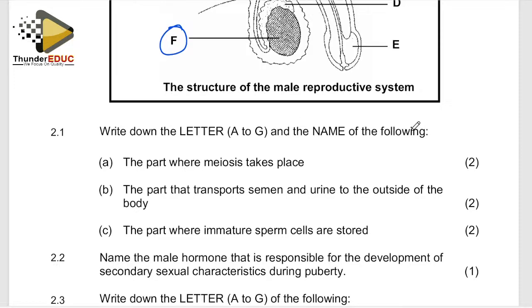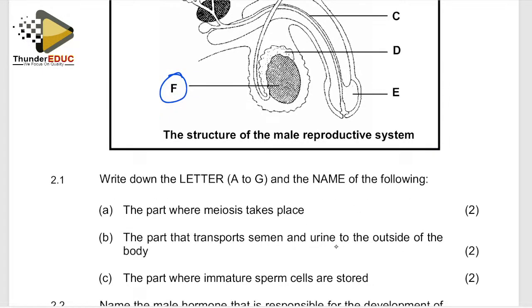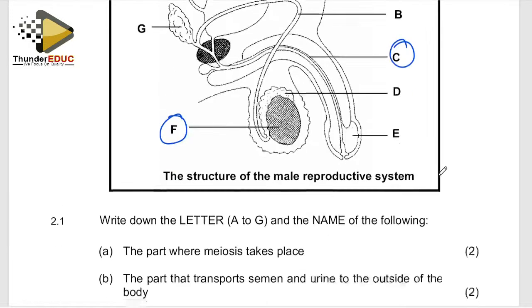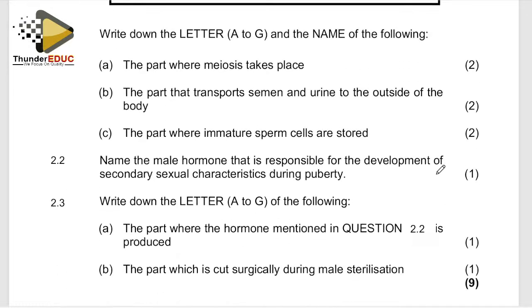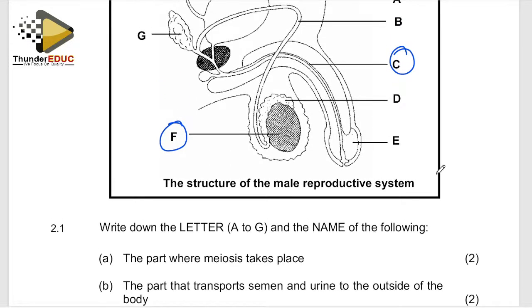Where does meiosis take place? It takes place in the testis, which is F. The part that transports semen and urine to the outside of the body is the urethra, which is C. The part where immature sperm cells are stored. Remember I said that it's the epididymis. You must know how to write it.